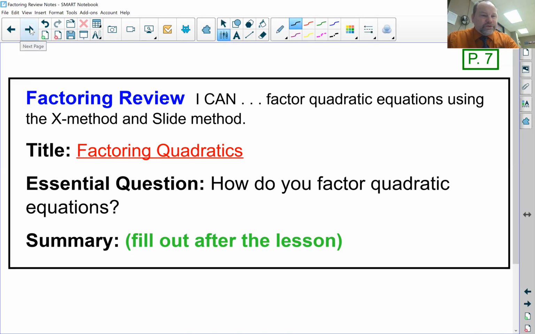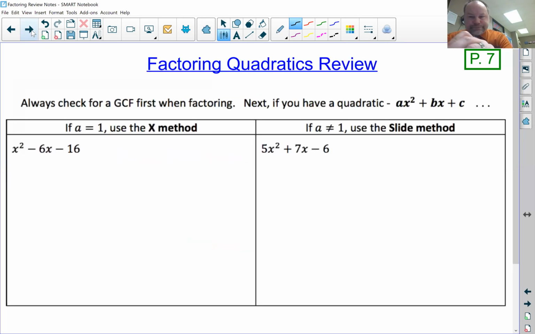So we talked about two different methods for factoring. And with either method, the first thing we want to do is check to see if we have a greatest common factor. If we do, factor it out. If we don't, then we go to this next step where we just determine which method we're going to use. And there are more than these two methods. We just focused on two because they work really well.